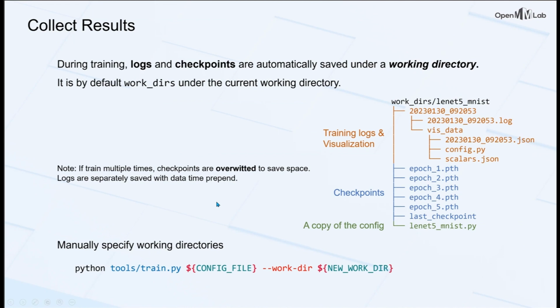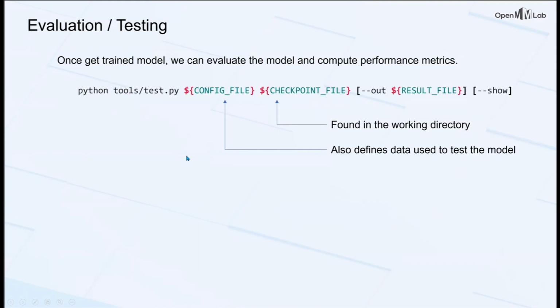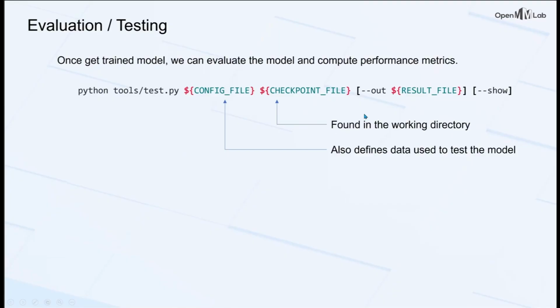After you have trained the model, we can use the test tools to evaluate the model and compute the performance metrics. The test tool requires the config file and the checkpoint file. The data used to test the model are also defined in the config file, and the checkpoint file is the one saved during training under the working directory. We can optionally output the full result or visualize the result by passing more arguments. Alternatively, we can also use MIM to test the model.